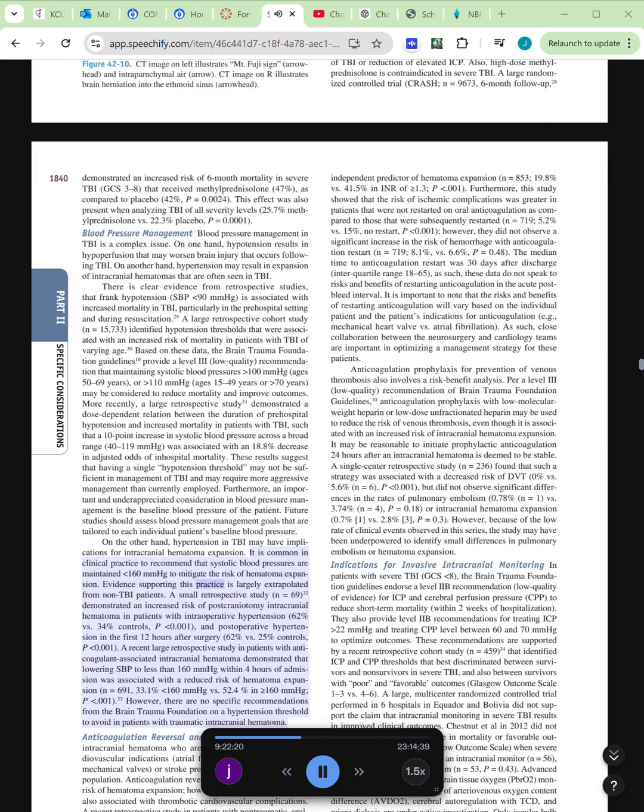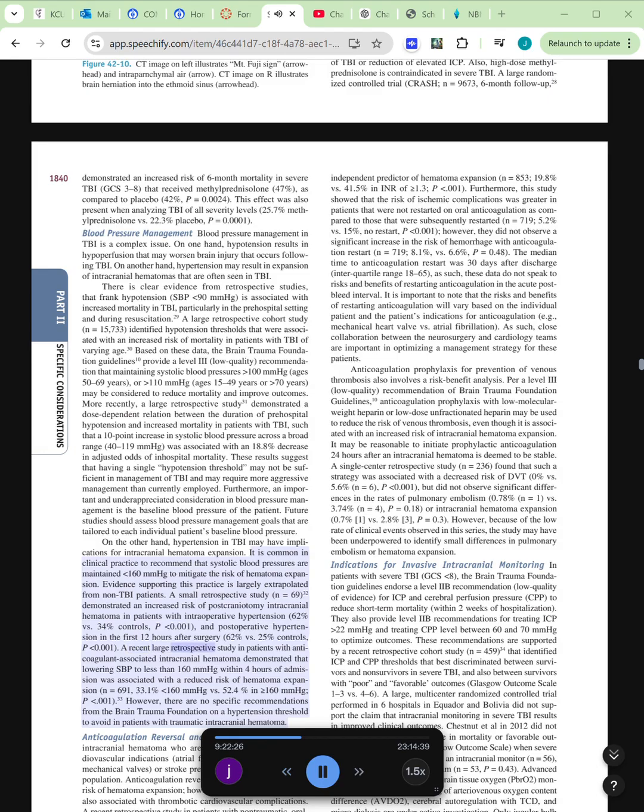Evidence supporting this practice is largely extrapolated from non-TBI patients. A small retrospective study with n equal to 693 demonstrated an increased risk of postcraniotomy intracranial hematoma in patients with intraoperative hypertension, 62% against 34% controls, P less than 0.001, and postoperative hypertension in the first 12 hours after surgery, 62% against 25% controls, P less than 0.001.